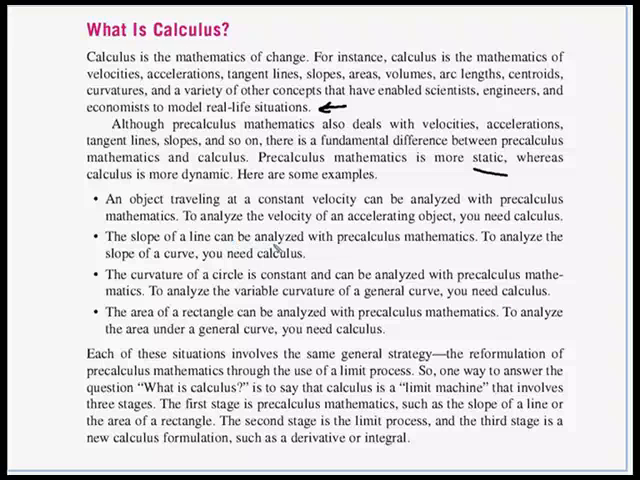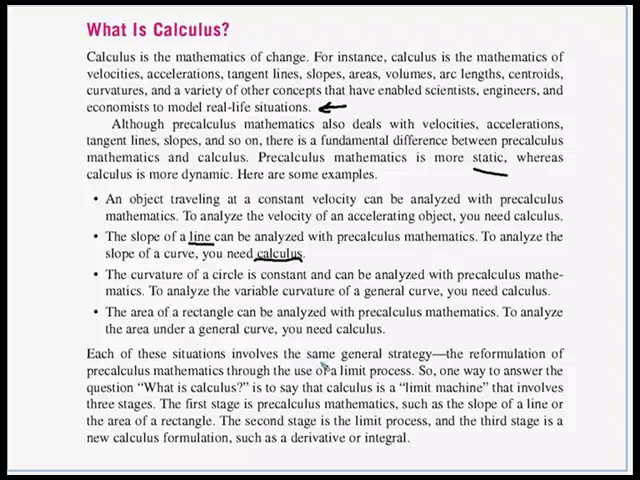The slope of a line can be analyzed with pre-calc math. To analyze the slope of a curve, you have to have calculus. The curvature of a circle is constant and can be analyzed with pre-calculus mathematics. To analyze the variable curvature of a general curve, you have to have calculus. The area of a rectangle can be analyzed with pre-calculus. To analyze the area under some odd curve, you're going to have to use calculus.